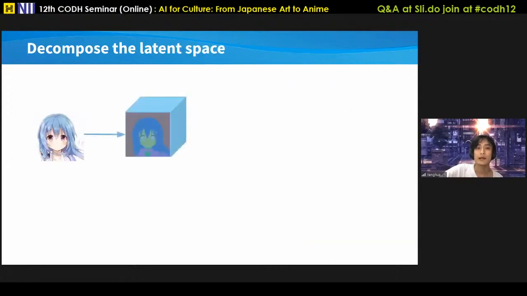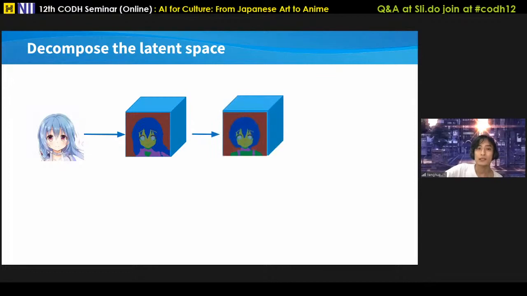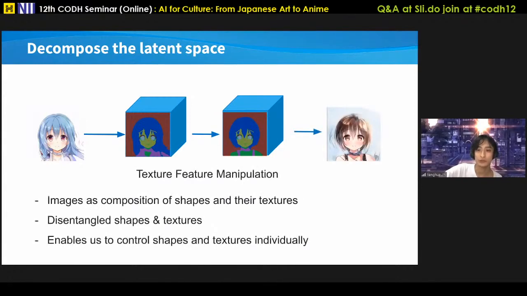What if we can decompose the latent space into two orthogonal factors, one for shape and another one for texture? A possible solution is to create spatial texture maps directly aligned with the semantic segmentation maps. By individually manipulating the segmentation map and interpolating the texture map, the system can disentangle the shape and texture, which enables us to control them precisely.